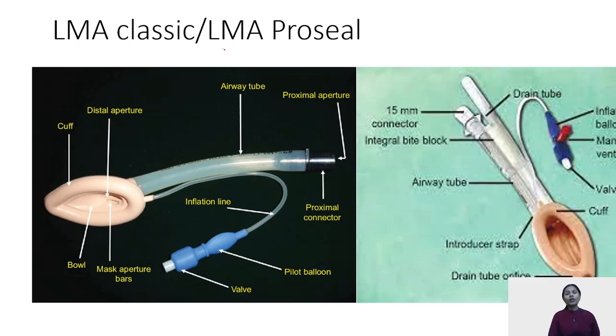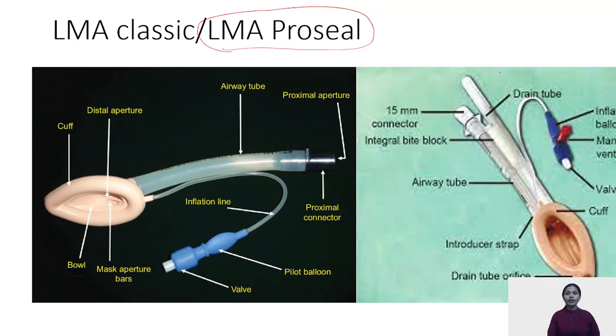When we are talking about an image-based question, how it is framed is, suppose this image is given and a clinical scenario is given along with this image, like in which condition this airway equipment being shown can be used, or in which condition it cannot be used. So these are the kinds of case scenarios which come. So let's see, this is the ProSeal. How is it different from the classic LMA?